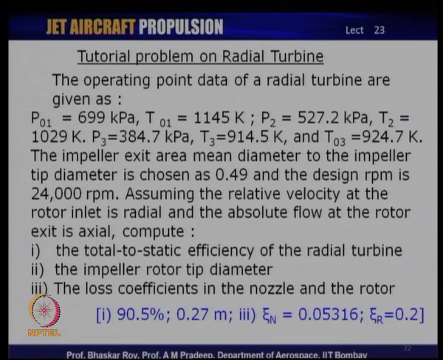If you do those things, you would get answers. The total to static efficiency would be 90.5, the impeller rotor tip diameter would be 0.27 meters, and the loss coefficients would be, for the nozzle stator, 0.05316, and for the rotor 0.2. As we see, the rotor loss coefficient is substantially higher than that of the nozzle loss coefficient. So, these are the numbers you would get, and as you can see, these numbers are quite different from that of axial flow turbine.